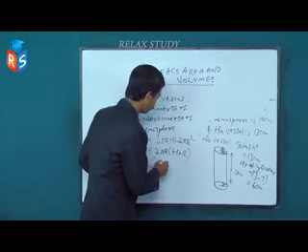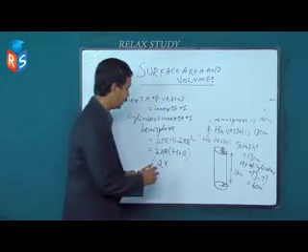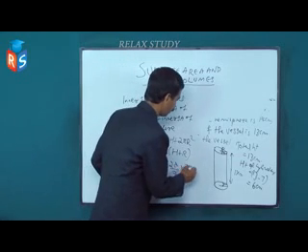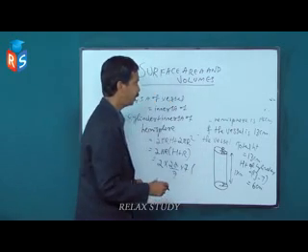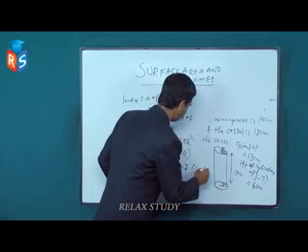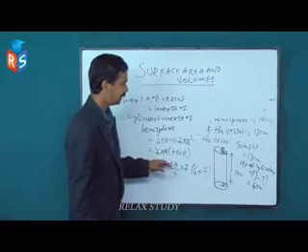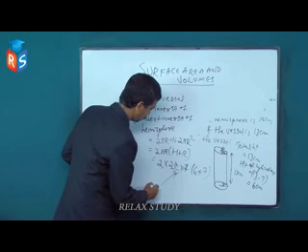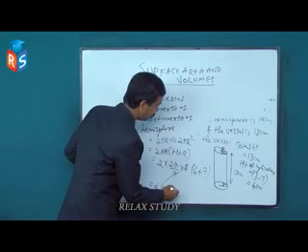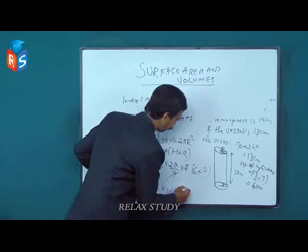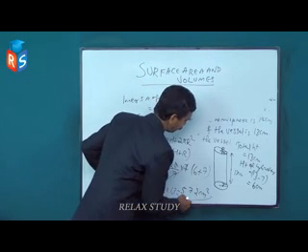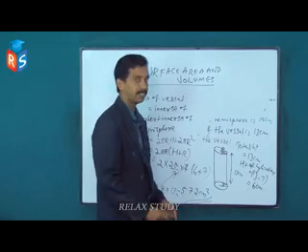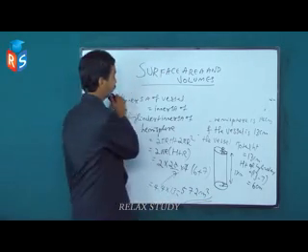Now we have to substitute the values. We know the value of pi is 22 by 7 and R is 7 centimeter, into (6 plus 7). 6 is the height of the cylinder. On simplification we get 44 into 13, that is 572 centimeter square. So the answer is 44 into 13, 572 centimeter square.